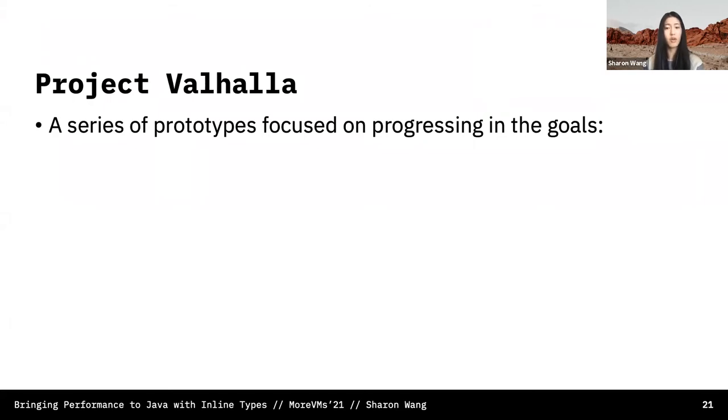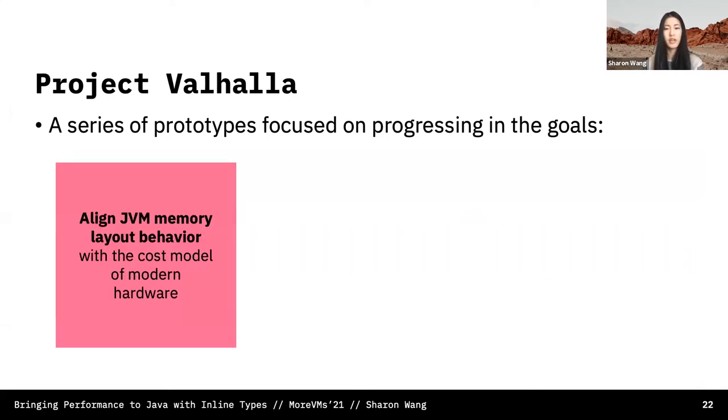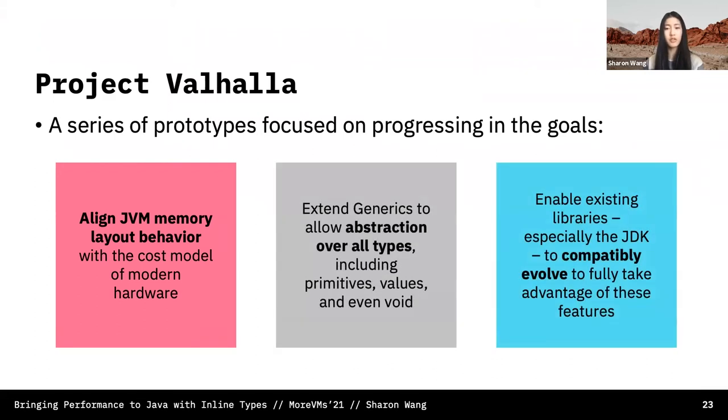Inline types is a core development in Project Valhalla, which is a series of prototypes focused on a few high-level goals, namely advancing Java performance by improving memory layout efficiency, which is captured in this first goal here, and also to strengthen the Java language by enhancing abstraction, encapsulation, safety, expressiveness, and maintainability, which is captured in the second and third goals: to implement generic specialization and to ensure Java compatibility with what Valhalla provides. Today, I'll be focusing on how inline types contribute to the first and third goals we see here.